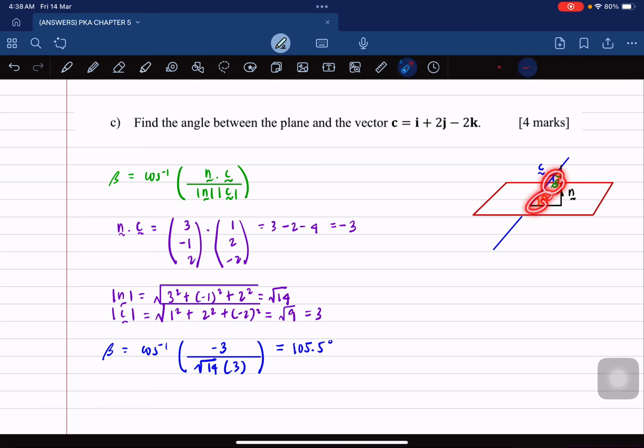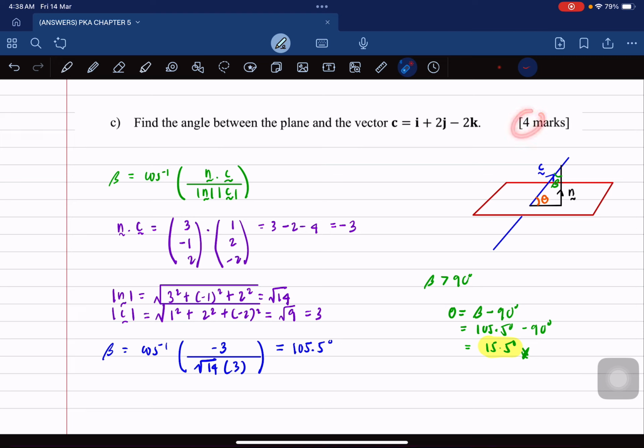Now we have to find the theta. Since our beta is greater than 90, our theta will equal the beta minus 90. So 105.5 degrees minus 90 degrees will give us 15.5 degrees. That's our final answer, the angle between the vector c and our plane.